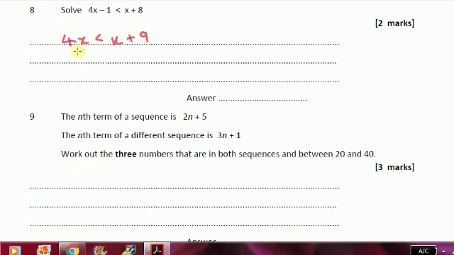And now what can I do to both sides? I think I'll subtract x from both sides. I get 3x on the left less than 9. And then I can divide both sides by +3. The inequality sign stays the same, so I get x is less than 3. It's only when you're multiplying or dividing by negative numbers that the inequality sign changes.